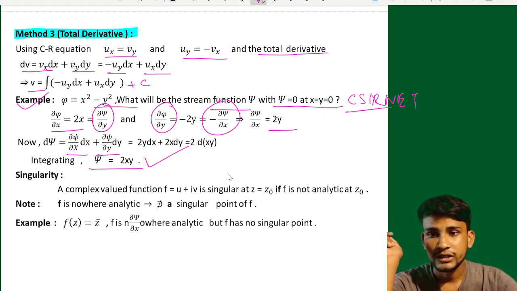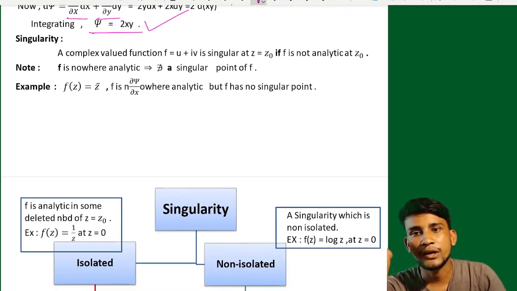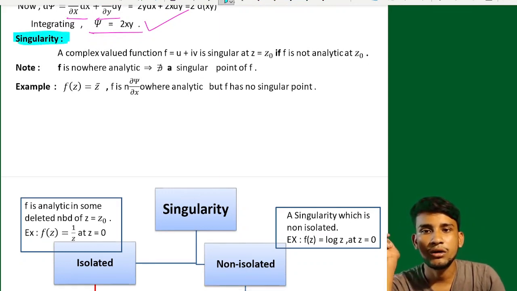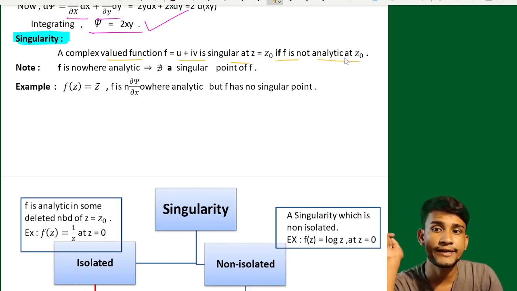Now we come to an important topic, which is singularity. Okay, so this is singularity. Now what is singularity? A complex valued function f equal to u plus iv is singular at z equal to z0 if f is not analytic at z0.